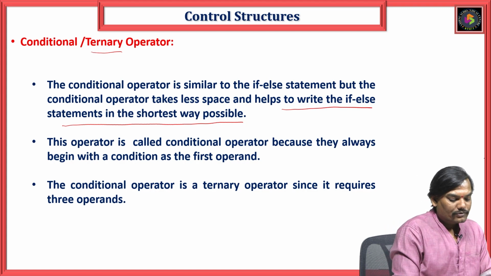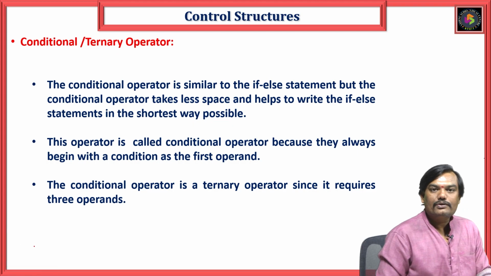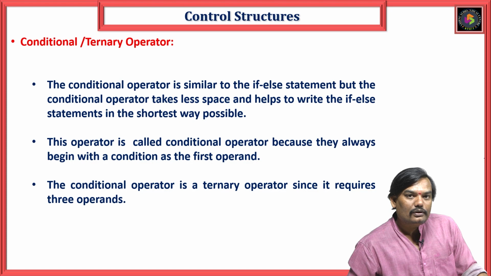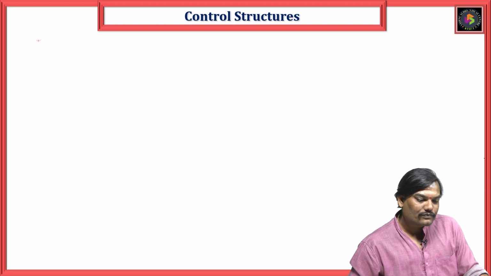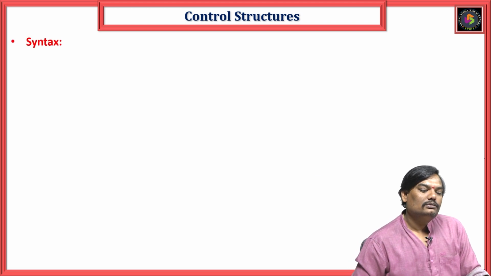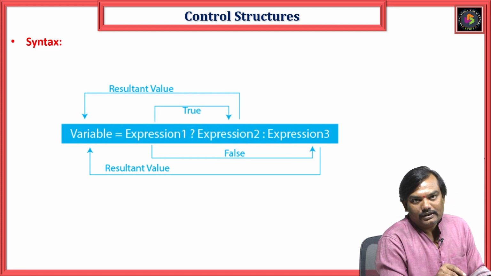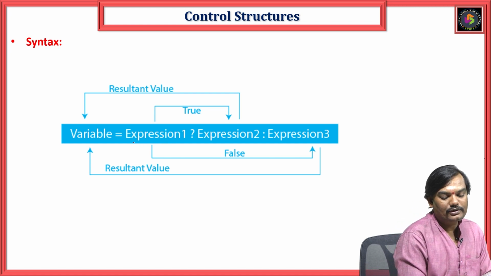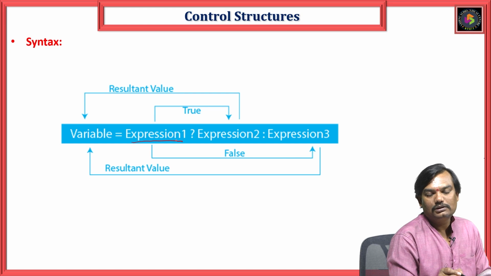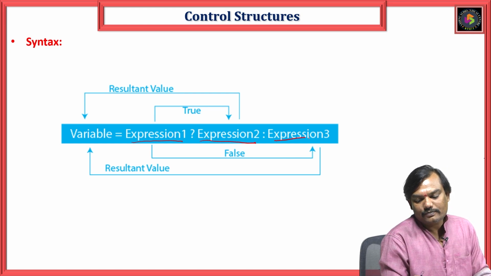Now, to make use of this conditional operator in a program, you have to know the syntax of this operator. So we will see the syntax. We said that the operator will have 3 operands. The first operand is the first expression, expression 1. The second operand is expression 2, and the third operand is expression 3.